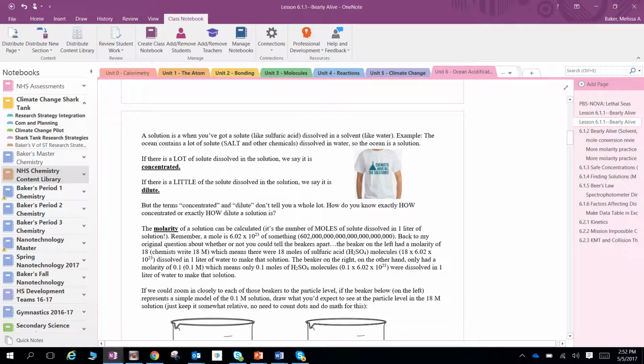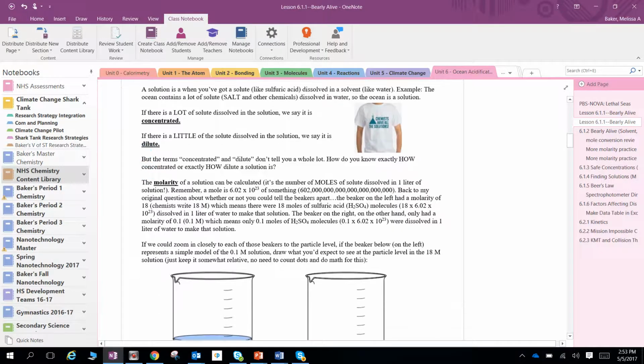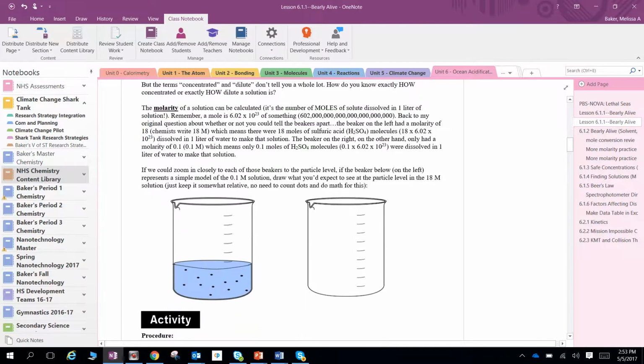So, a little bit more terminology. If there's a lot of solute dissolved, we call it concentrated. And if there's just a little solute dissolved, we call it dilute. But those are very general terms. So how do you know how concentrated or exactly how dilute a solution is? So that's where that new term molarity comes in. That's how many moles of solute are dissolved in 1 liter of solution. And remember, a mole is 6.02 times 10 to the 23rd molecules, or of anything that you're talking about.